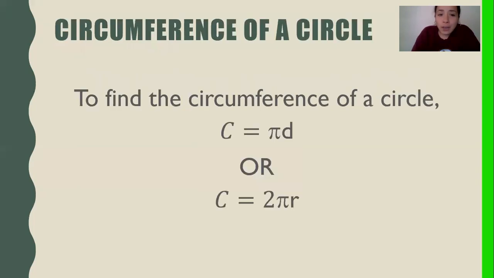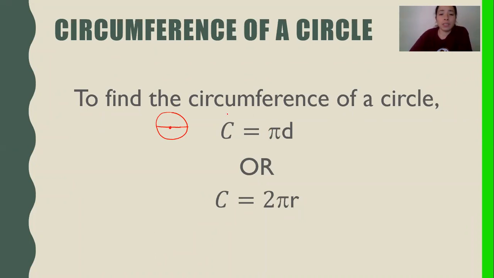So for your circumference, this is the formula. We find circumference is equal to pi times the diameter. Okay? So if we look at a circle, remember that the diameter is this. It goes through the center.